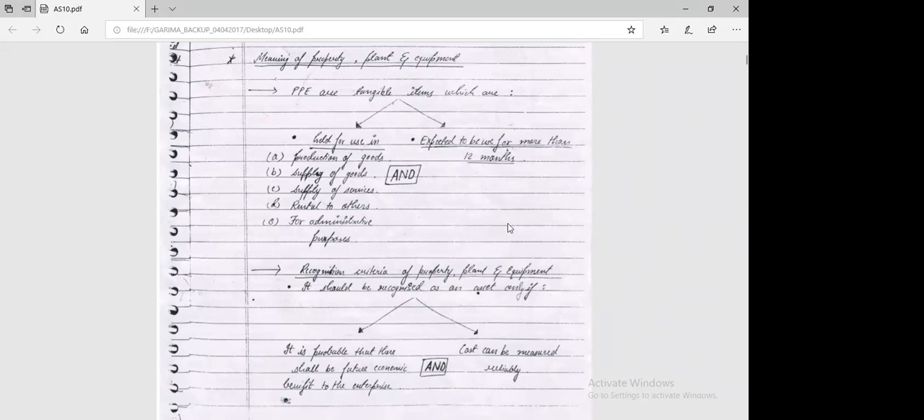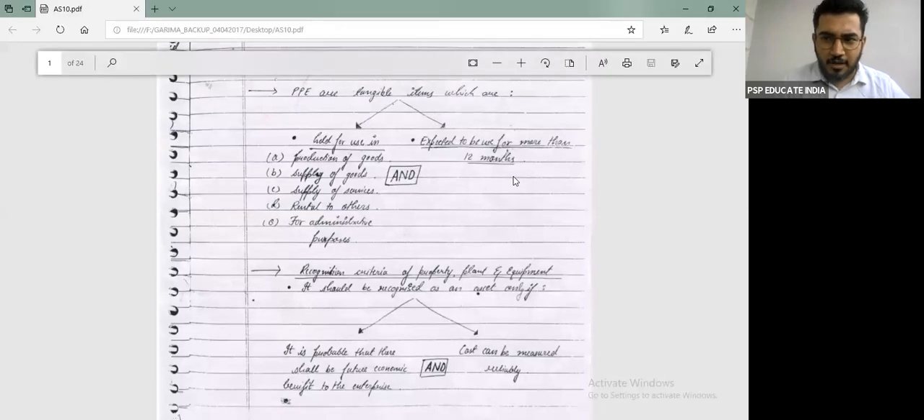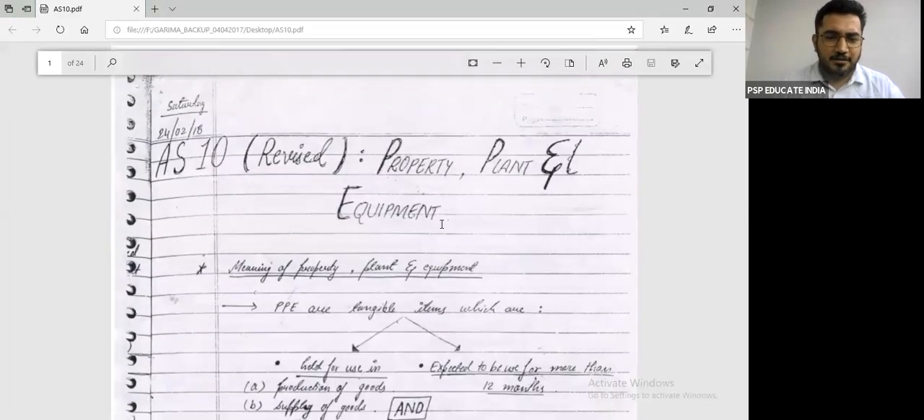Let's continue with Accounting Standard 10. I guess there are no doubts, so let's quickly revise whatever we have done till now, and then we proceed with the next part of this accounting standard. Come to the first page.